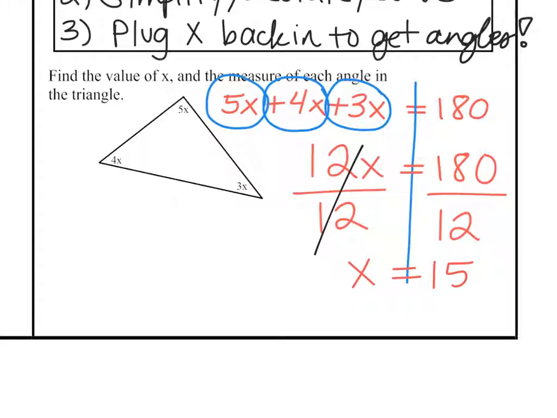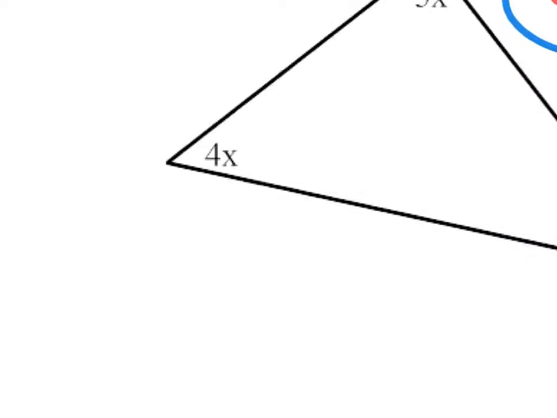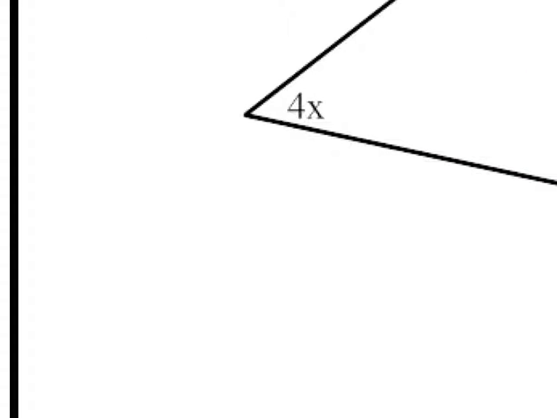But I asked you to find the measure of each angle. Do not stop at x equals 15. You are not done. You have to now take x equals 15 and plug it into your angle measures. So for example, let's start with 4x. This angle is 4x. What's x equal to? 15. So 4x means 4 times x. So I'm going to put 4 times, I'm going to put it in parentheses. This just means multiplication. 15.